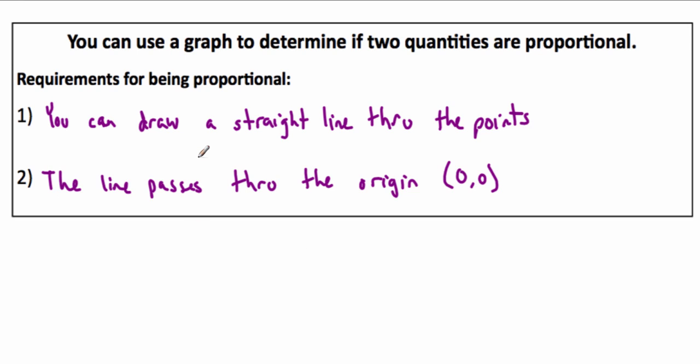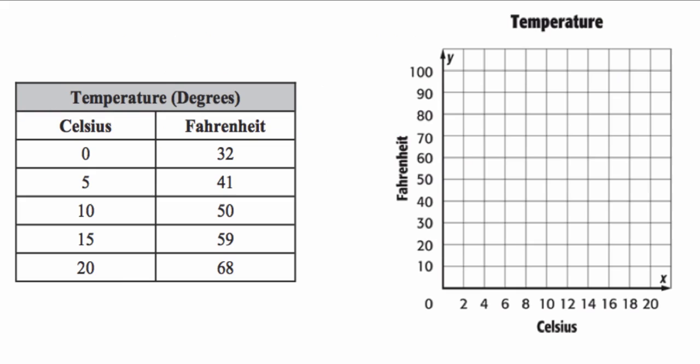If your data meets these two requirements, we can say that they are proportional. Basically, they're growing at a constant rate. The key is it's got to pass through the origin, and it's got to be in a nice straight line. That's how we know it's growing proportionally.